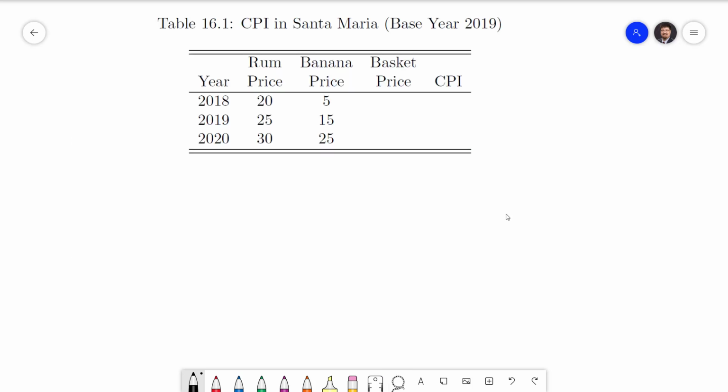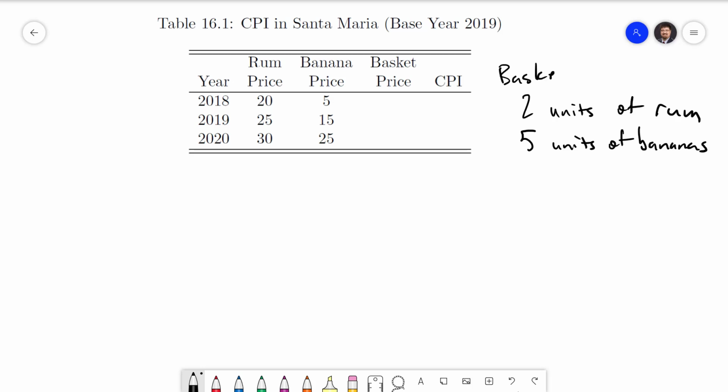For an example, let's return to our small island country of Santa Maria, which produces and consumes two goods, rum and bananas. Here I have data from three different years, 2018, 2019, and 2020, on the price of rum and the price of bananas. These are the same prices I used back when we calculated GDP using the same example. Suppose that in 1 year, a typical consumer in Santa Maria buys 2 units of rum and 5 units of bananas. This is our basket of goods.